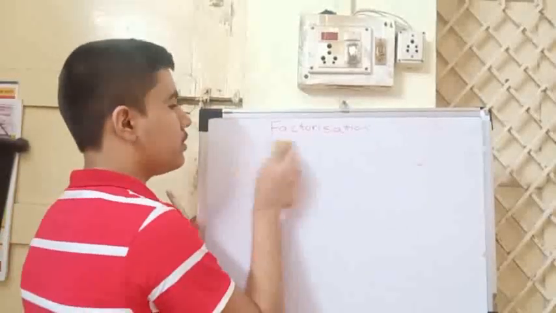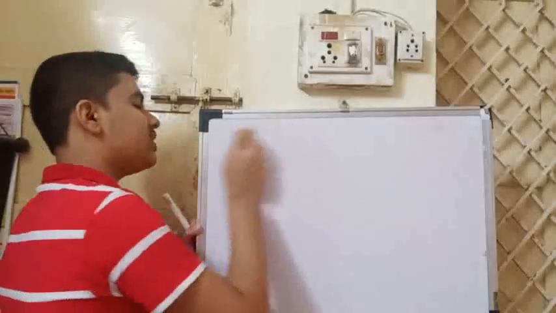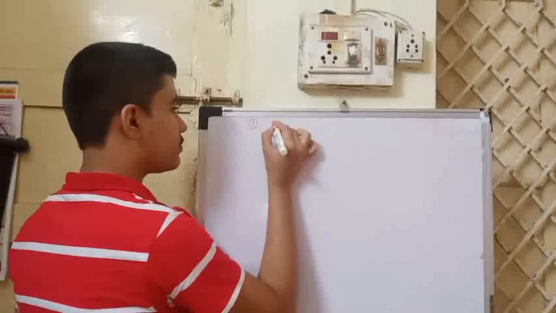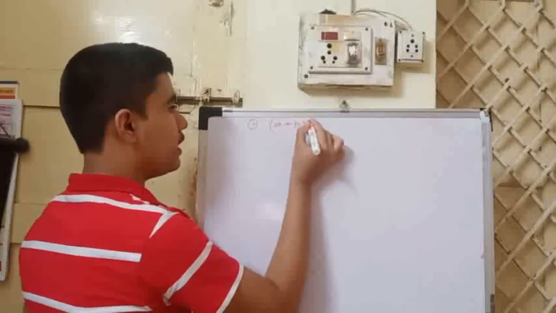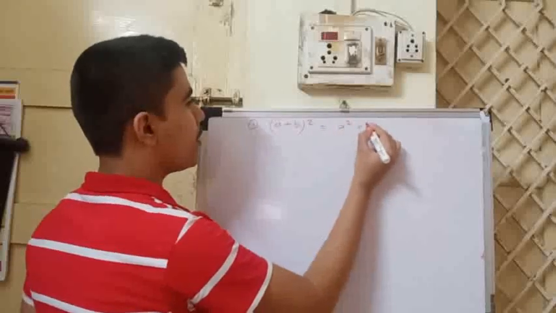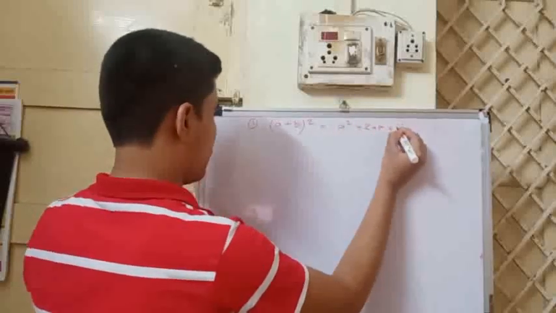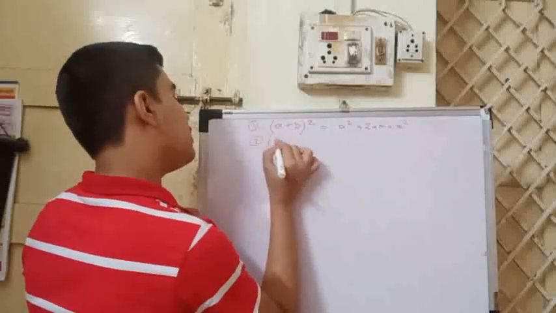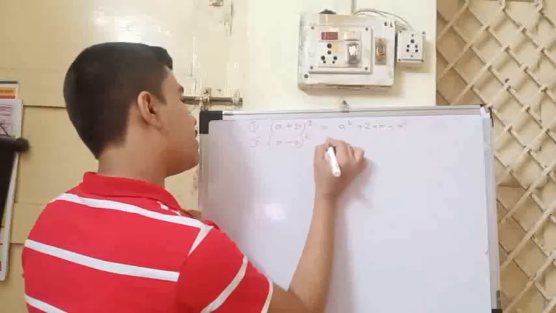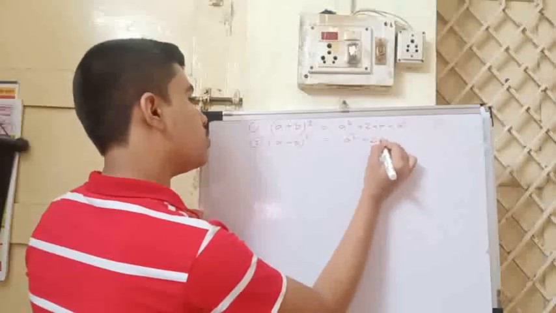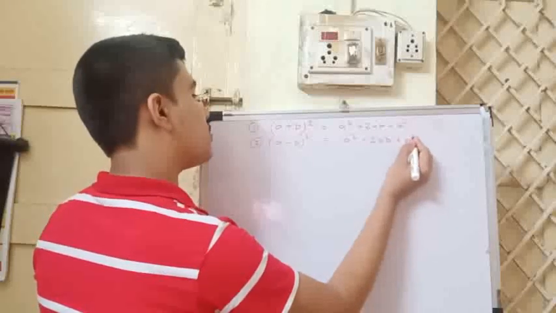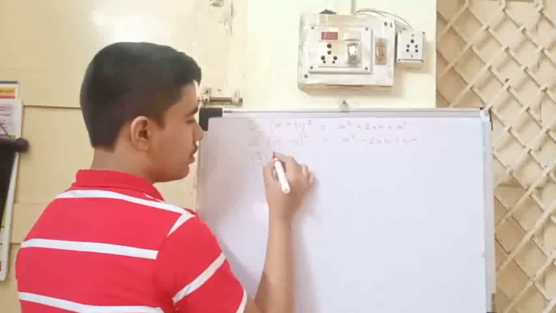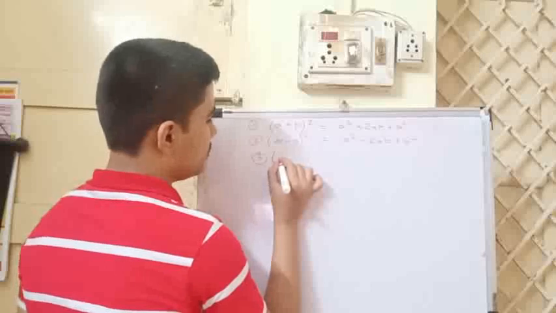Now, before turning to factorization, we should know some common identities. The first is (a + b) whole square is equal to a square plus 2ab plus b square. Second is (a - b) whole square is equal to a square minus 2ab plus b square.